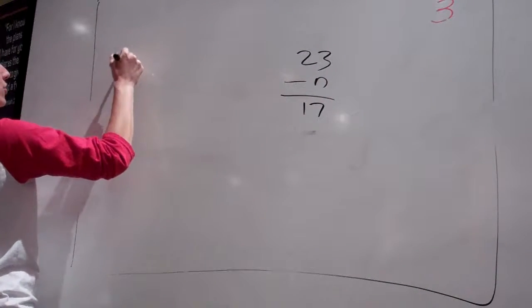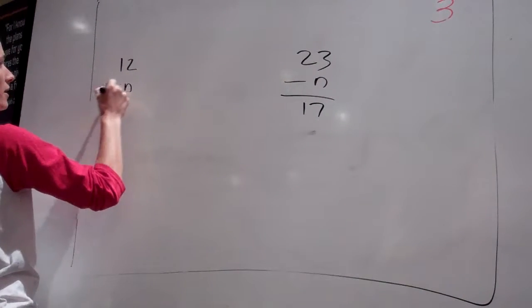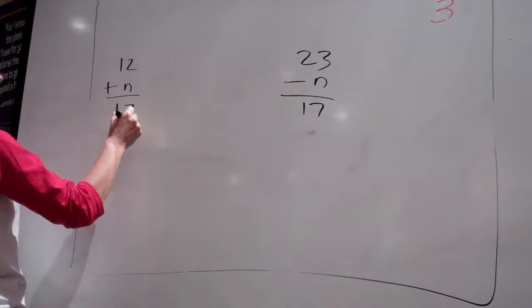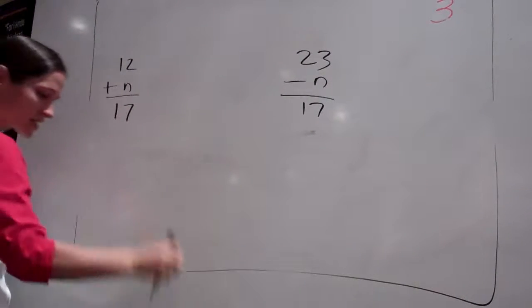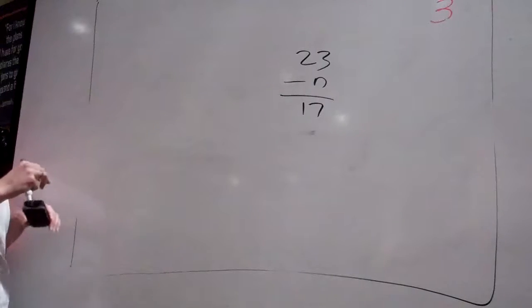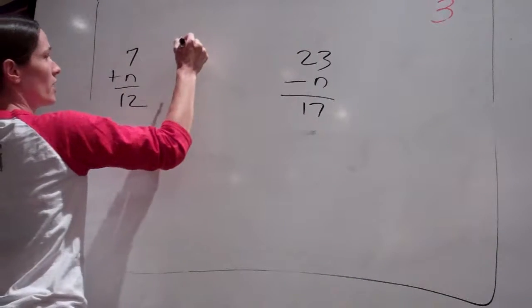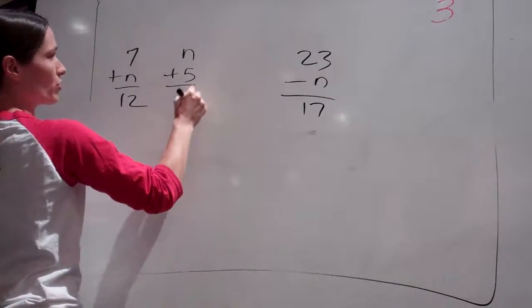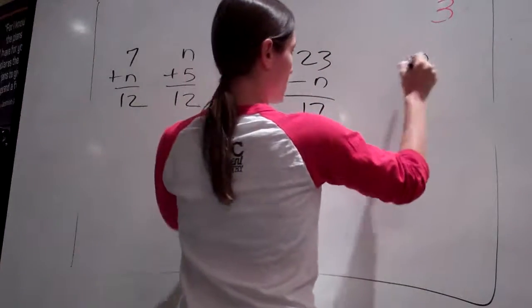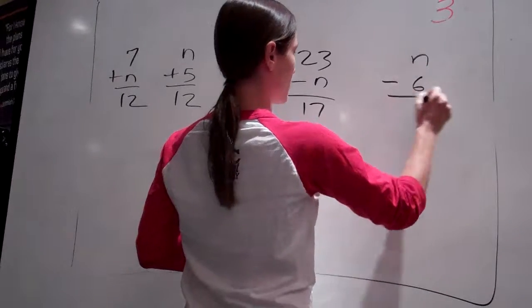Okay, 12 plus n equals, did we do 17? 12 plus 7. No, it was 5. 5 and 12, right? Yeah. Oh, yes. Okay, so 7 plus n equals 12. n plus 5 equals 12. Okay, and then we'll do some minus ones. n minus 6 equals 17.